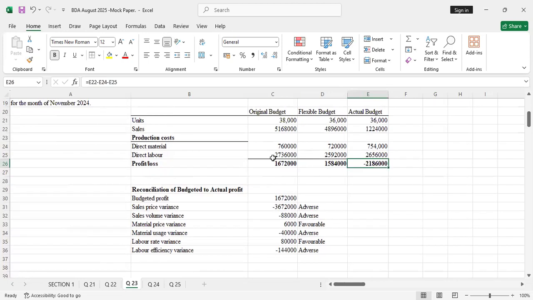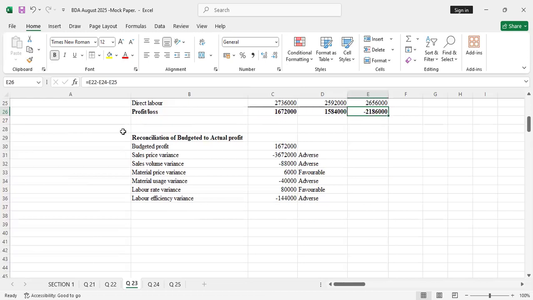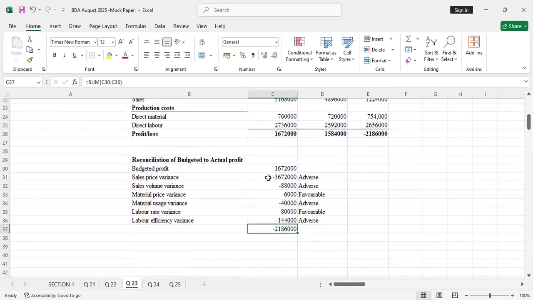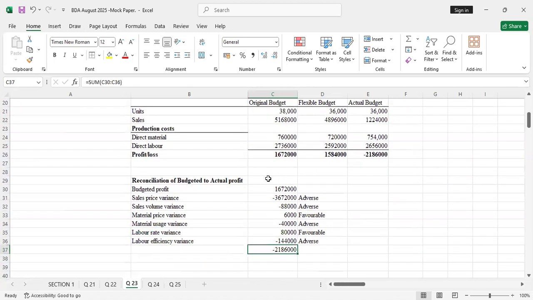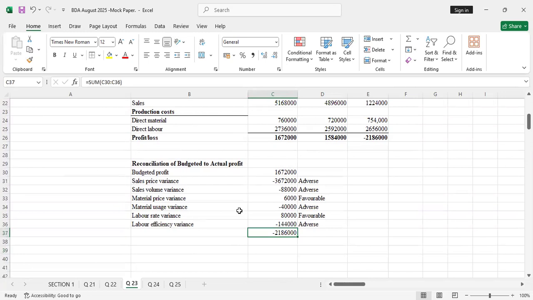We had an original budget of 167 positive, and we move now to actual, which is negative, a loss. So I'll highlight all that and sum it, then go to auto sum and enter. When I enter, you can see I've reconciled the same amount which was here. It's also here, and you can only do this by showing the variances. So we arrive at a loss of negative 218,600. That's how you're supposed to tackle this question, and you get your 20 marks.